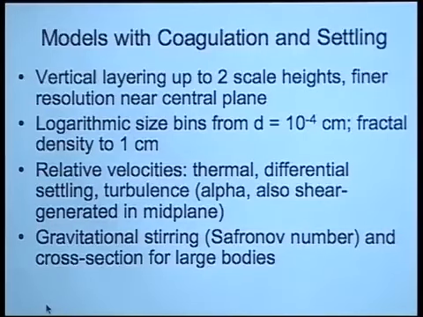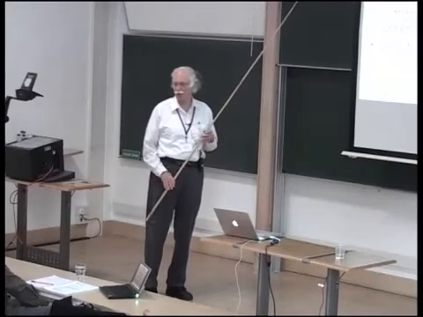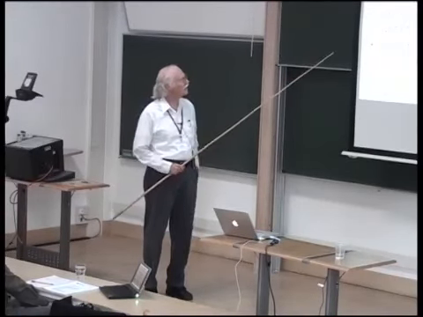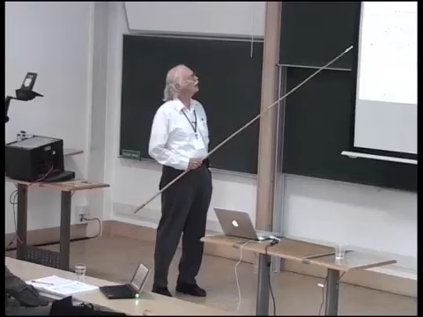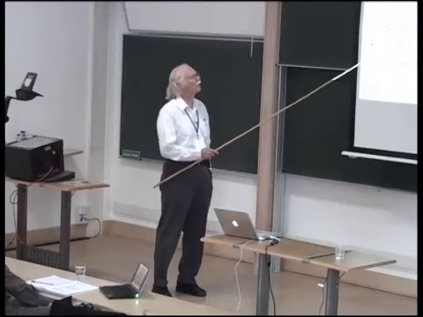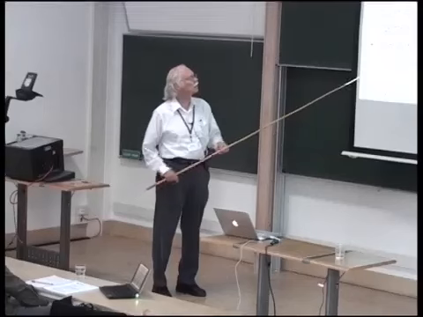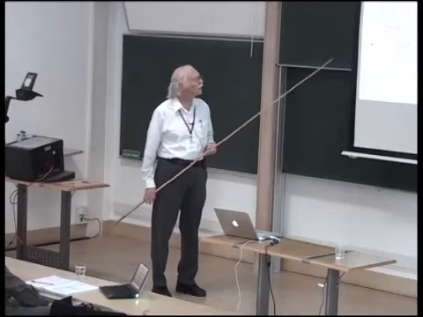It looks at this in a series of layers with finer resolution near the central plane where you need to know the distribution of particles. And it looks at size distribution of particles from micron size on up to kilometers if you can grow things that big. It also considers that the small particles have a fractal relationship of density to size. And it looks at all of the possible sources of relative velocities: differential settling, thermal Brownian coagulation, turbulence. You can plug in an alpha if you like on that.